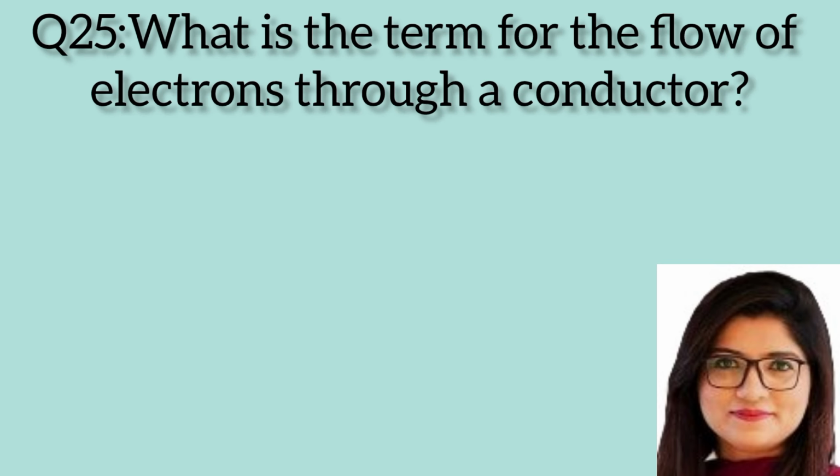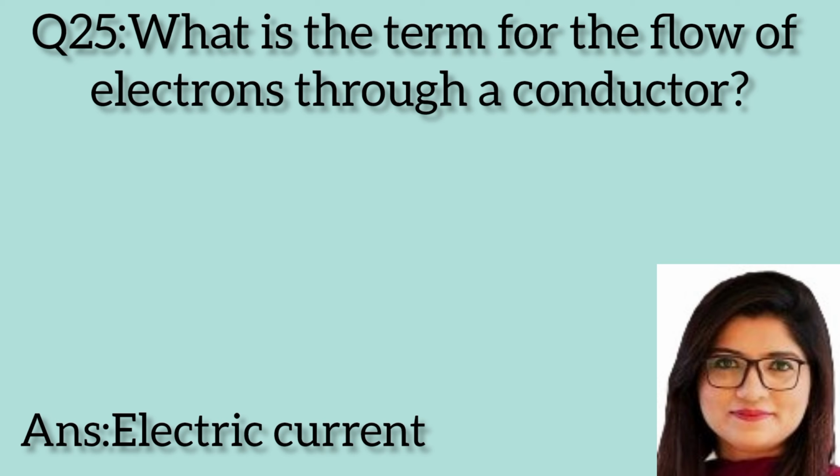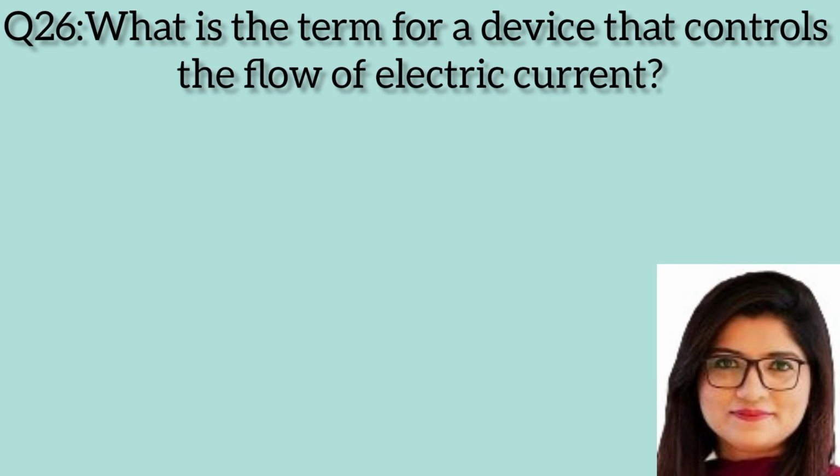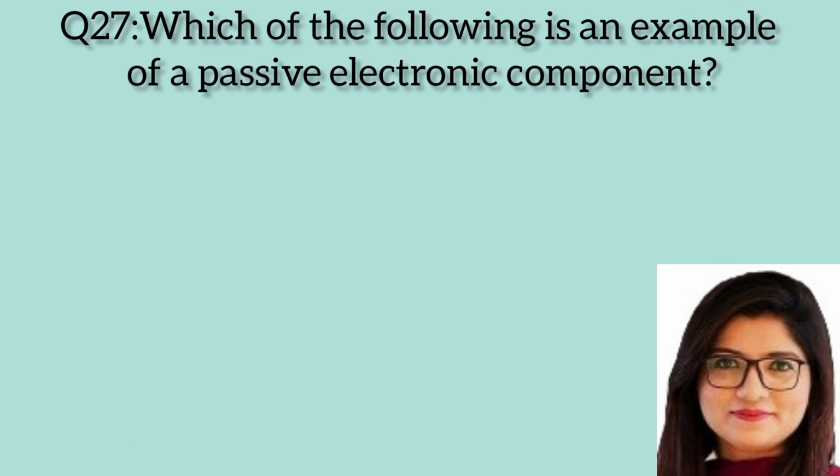Question 25. What is the term for the flow of electrons through a conductor? Answer: electric current. Question 26. What is the term for a device that controls the flow of electric current? Answer: switch. Question 27. Which of the following is an example of a passive electronic component? Answer: resistor.